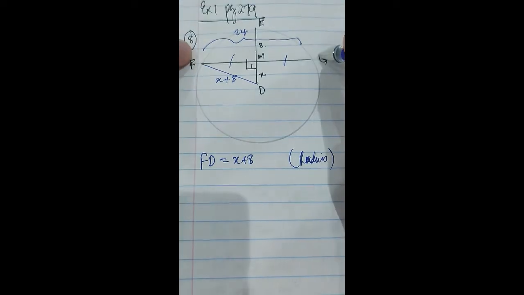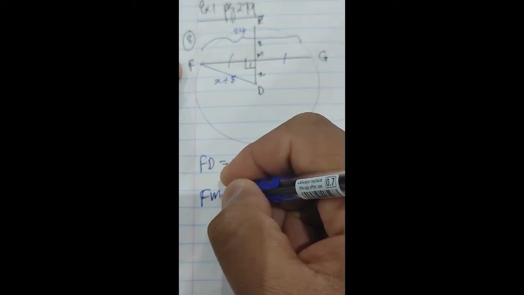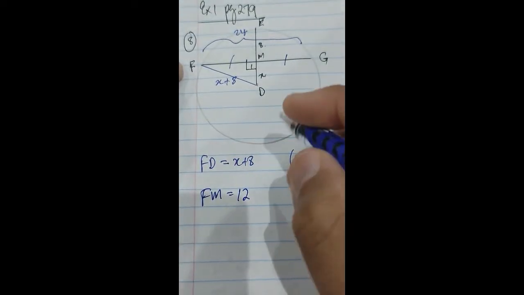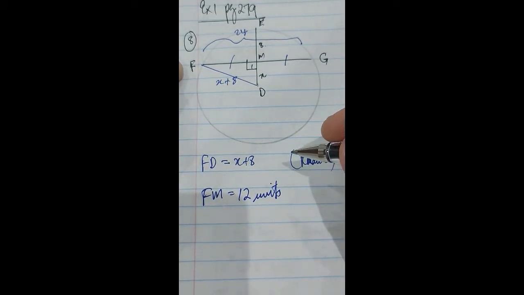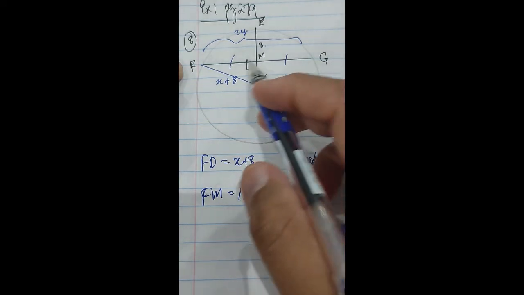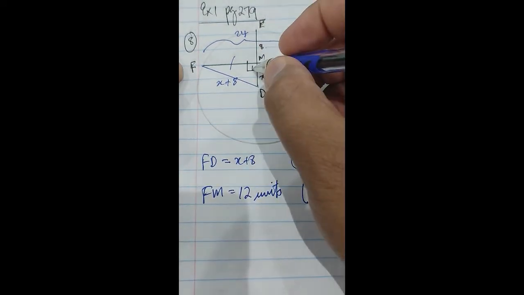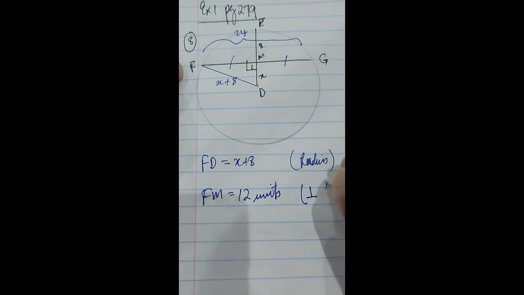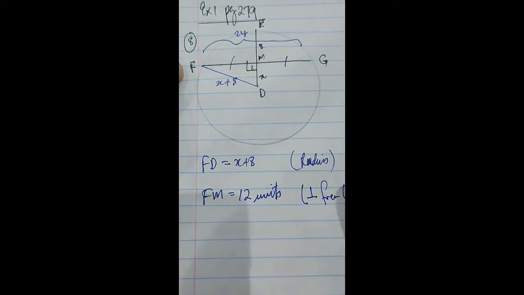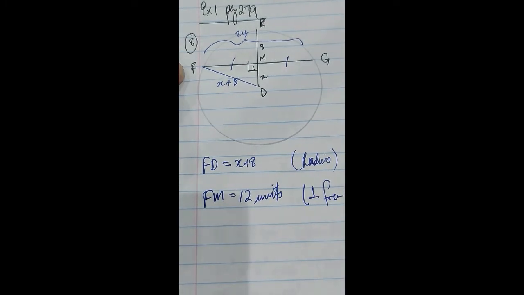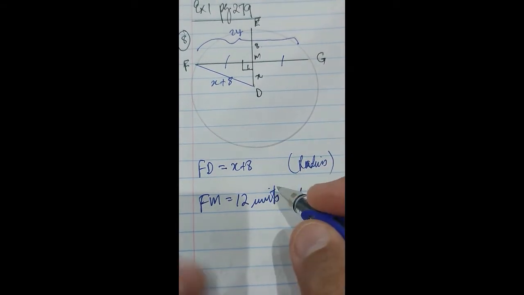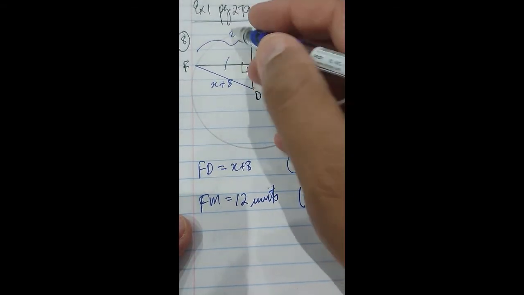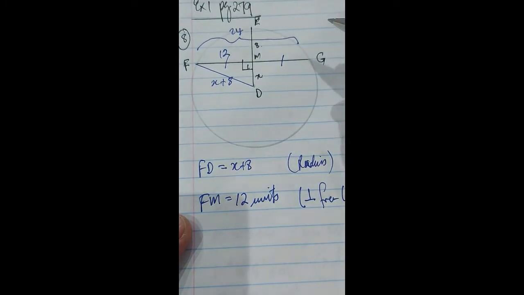Then, if that is 24, then FM has to be 12 units. Why does this have to be 12 units? Because we are given that it's perpendicular. So perpendicular from center to chord bisects the chord. So that's going to be 12 there.